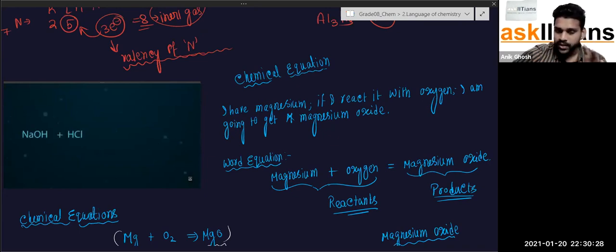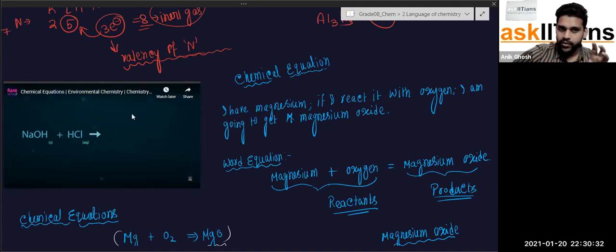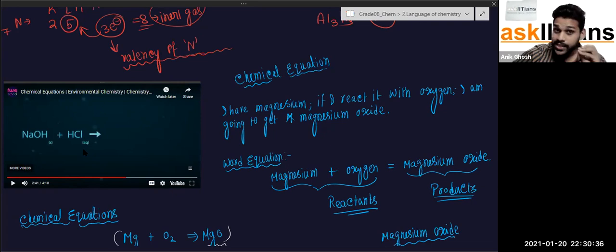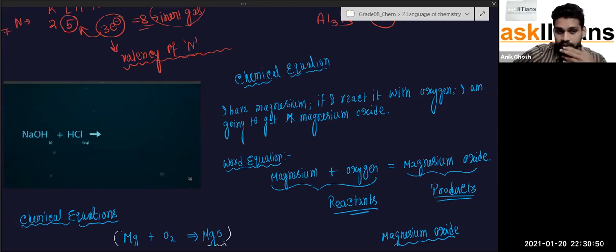NaOH plus HCl. Okay, there is something new over here, right? Can you see it? There is an (s) and there is an (aq). What does it mean? (s) means it is solid. Okay, and (aq) means it is aqueous. Aqueous means there is water in it. There's a right direction over here, and NaCl and the H2O. So you can see aqueous again.